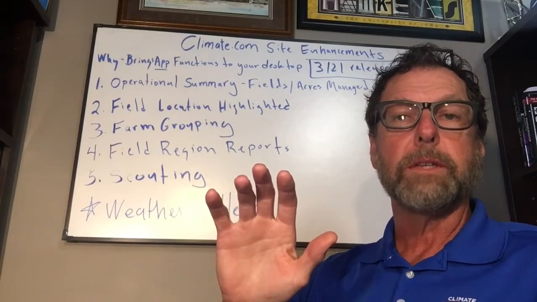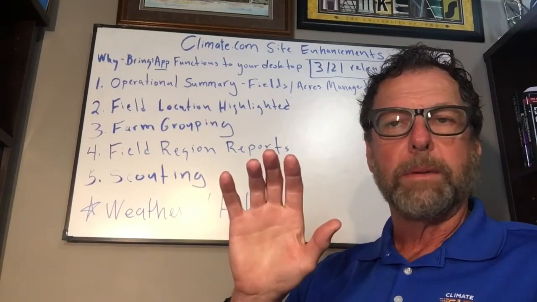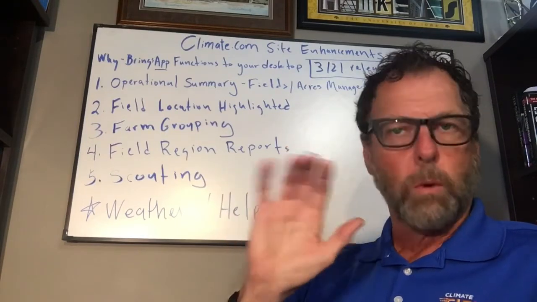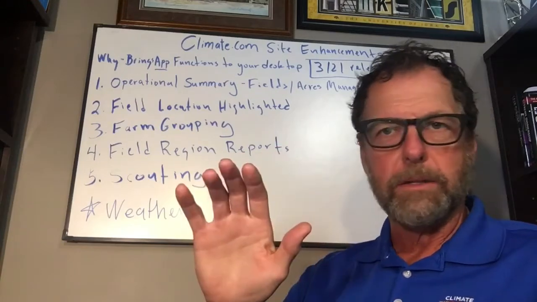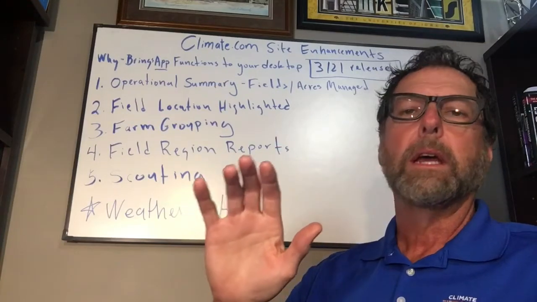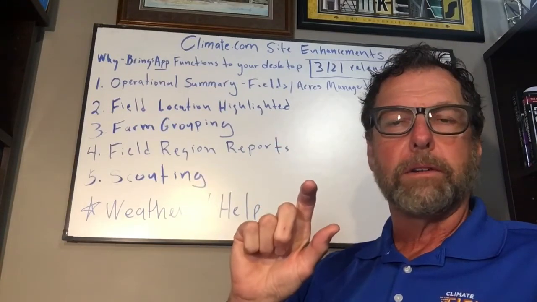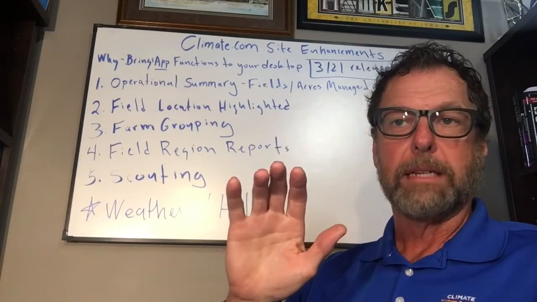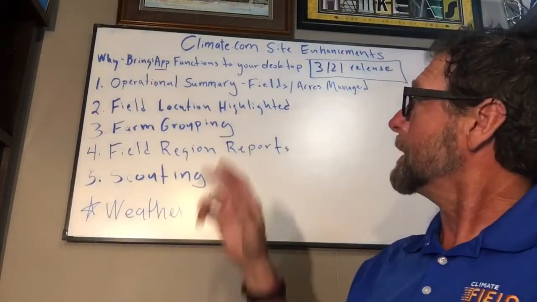We'll just go through these, but I think it would be fantastic that in one shot you'll be able to say, I'm managing 20,000 acres, or I have 20,000 acres in Climate FieldView, and it says it right there on your fields, or on your operational summary or field summary. So I think that's fantastic. That's a new feature.